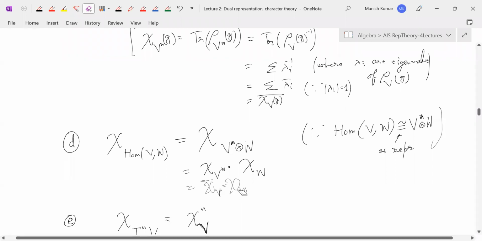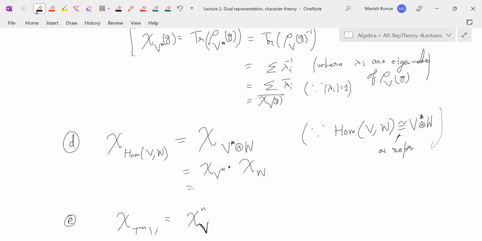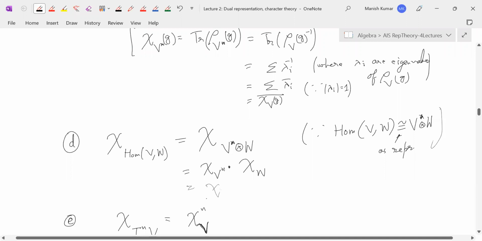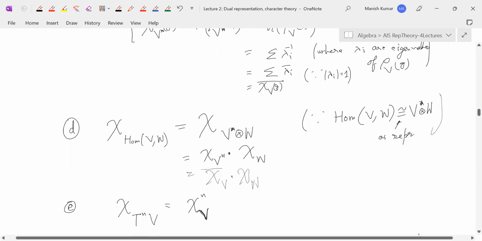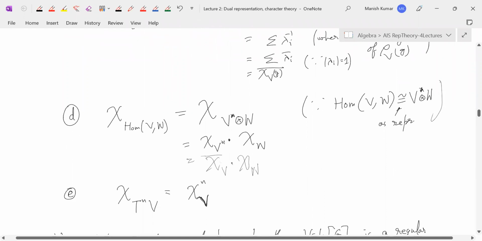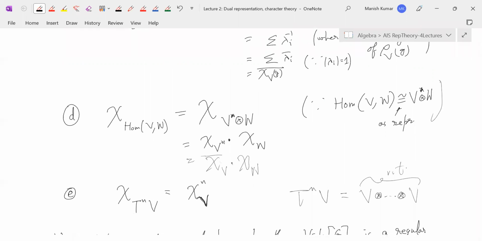Okay, so maybe I should write this neatly. Chi of V bar dot chi of W. Okay, so that is the character of Hom. And then T^n V, this I didn't define in this one. T^n V by definition is you take V tensor V tensor V n times, the tensor product n times. Then it's just multiplying chi V n times, which is the same as chi V power n.